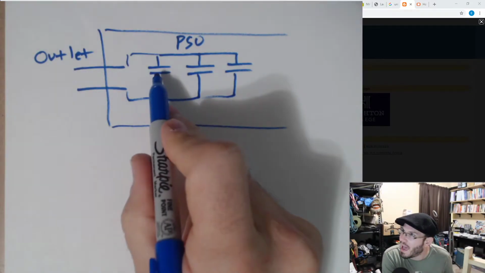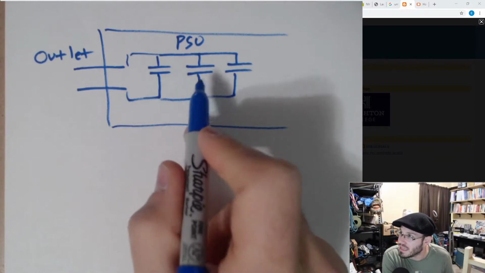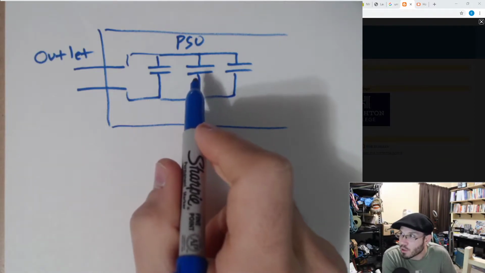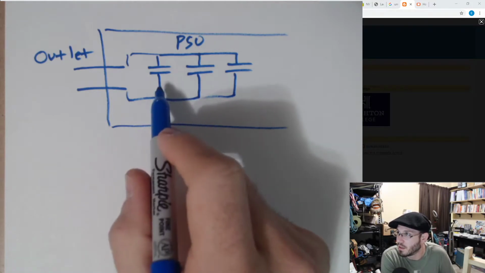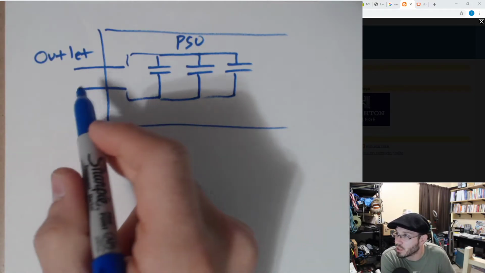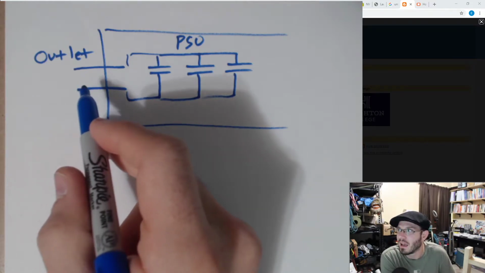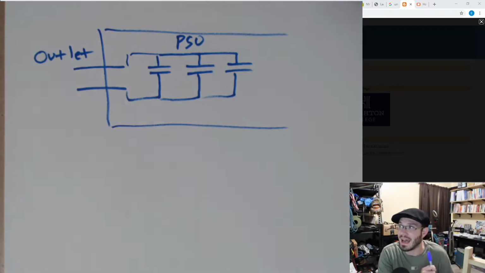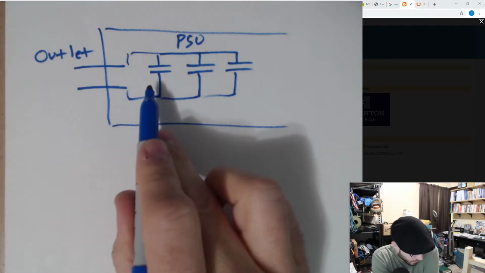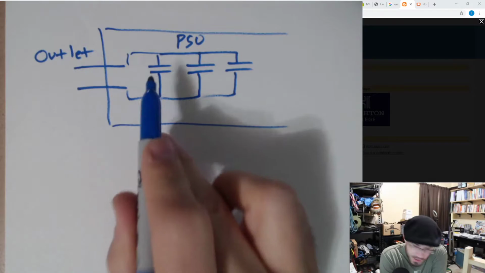Once you have a voltage developed, these will very, very quickly charge up to the max voltage that's applied, which coming out of your wall would be 120 volts RMS, 170 volts peak. We're going to talk about that today. But yeah, these guys will act like a short. That's why you get a spark.